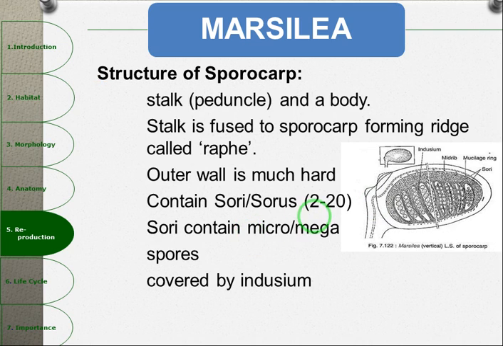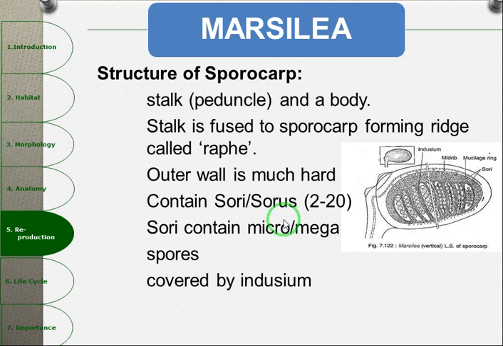This is the structure of the sporocarp. It has a stalk or peduncle, and it has a body, and this body is fused with the stalk. Where it is fused with the stalk there is a furrow and ridge, and this ridge is called the raphe. The outer wall is very hard, so the dehiscence or breaking of this sporocarp takes time.